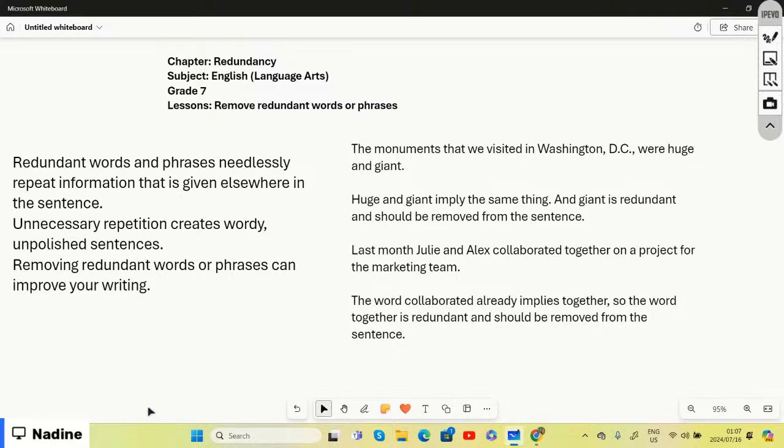And when it comes to redundant words or phrases, they basically repeat information that is given elsewhere within the sentence. But when it comes to repetition, repeating words and unnecessary repetitions, they create a wordy, unpolished finish.